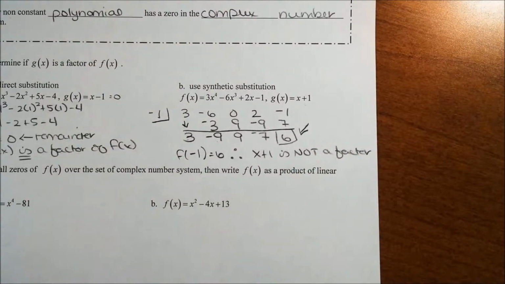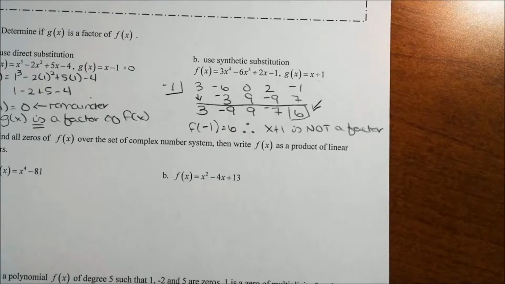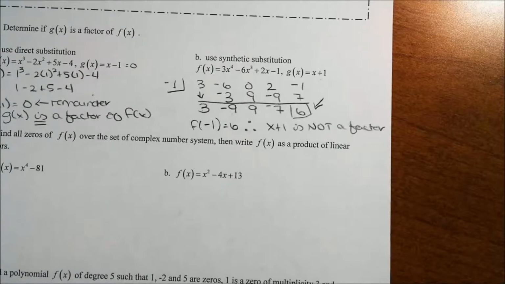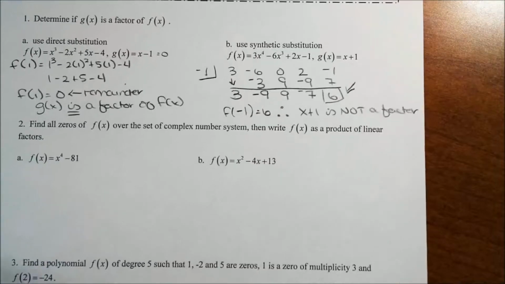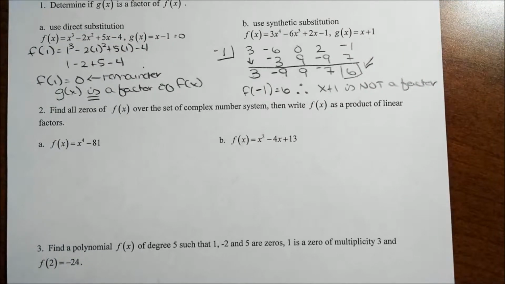In the case of example 2, it says find all zeros of f of x over the set of complex numbers, then write f of x as a product of linear factors. This is a two-part problem. The first thing we need to do is find all the factors, okay?